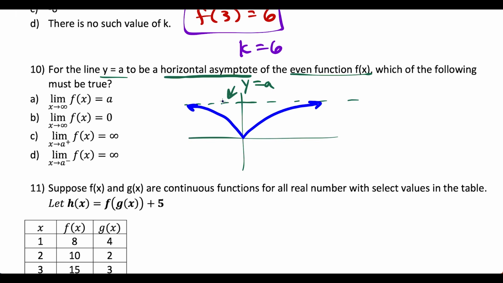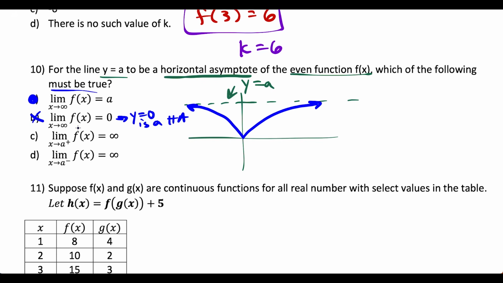But now let's scan through the answer choices. The limit as x approaches infinity of our function equals a automatically sounds good. So this is looking like our answer. But now choice B says the limit as x approaches infinity of f of x equals 0. Well, this would have to be true if this question changed to y equals 0 is a horizontal asymptote. But it was just y equals a is a horizontal asymptote. So a does not necessarily have to be equal to 0. We want to know which one must be true.